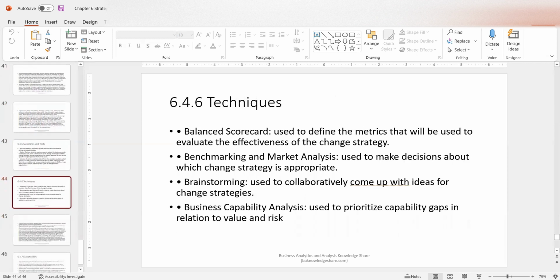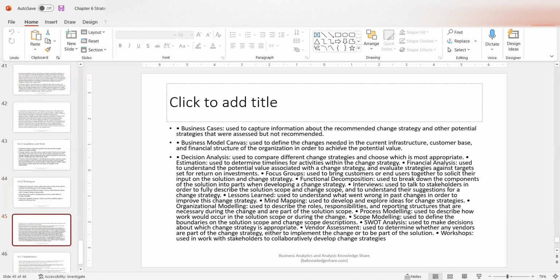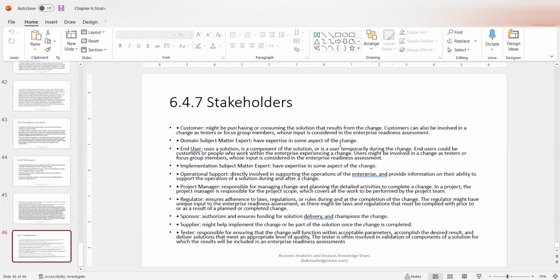Techniques used here are the balanced scorecard, which is used to define the metrics that will be used to evaluate the effectiveness of the change strategy, benchmarking and market analysis, brainstorming, business capability analysis, and there's many more. Some of the stakeholders are customers, domain subject matter experts, end users, implementation subject matter expert, operational support, project manager, regulator, sponsor, supplier, and tester. So let's look at this from Amanda's lens.